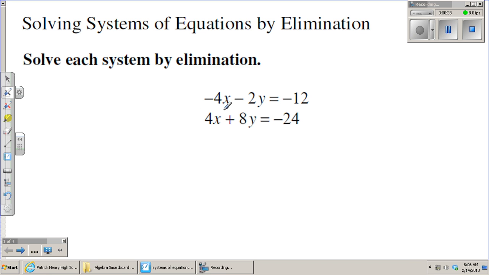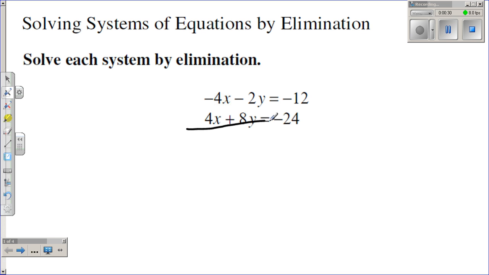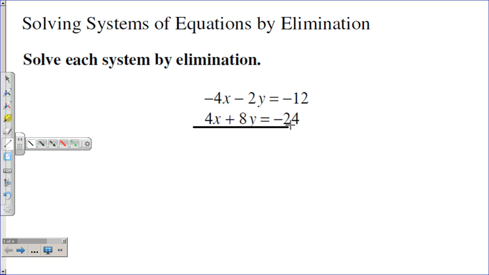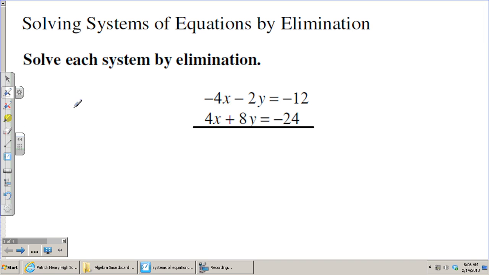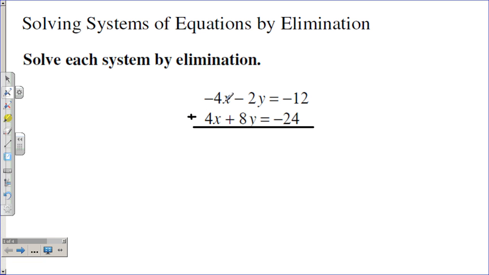These two are going to be the easiest to eliminate, because if I add negative 4x and 4x, they cancel each other out. And then if I add negative 2y plus 8y, I would get 6y equals. And then if I add negative 12 plus negative 24, I would get negative 36.